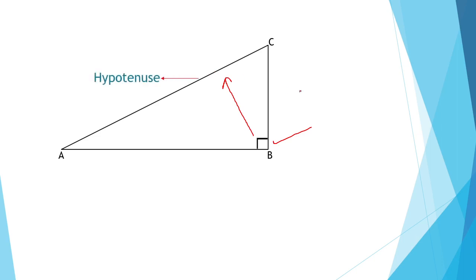BC is altitude, and AB is the side which we treat as base. We can also assume BC as base. If you assume like that, then AB is altitude. If AB is base, then BC is altitude. But hypotenuse does not change. So I hope you understand about this right angle triangle.